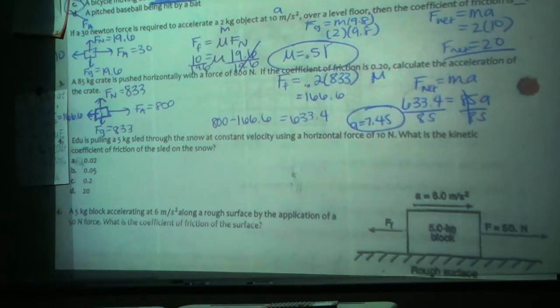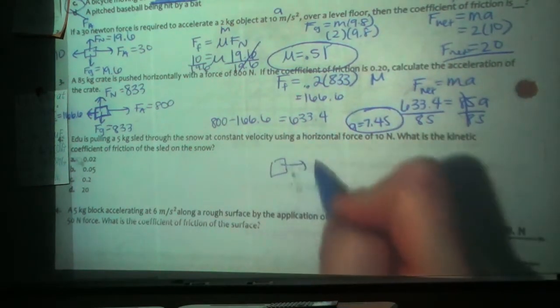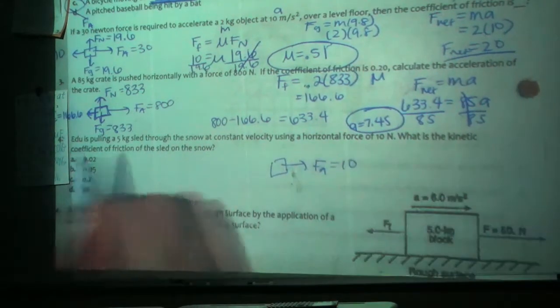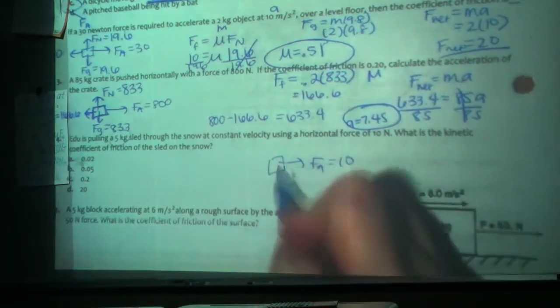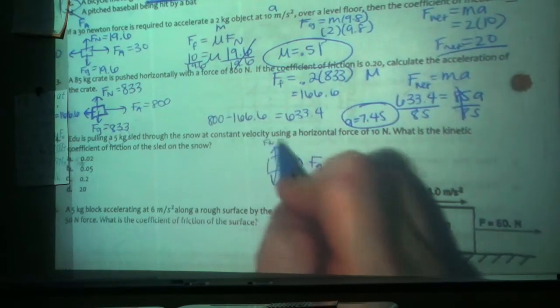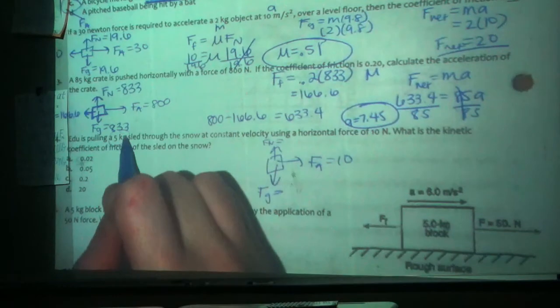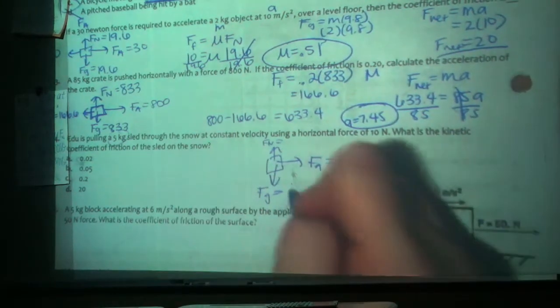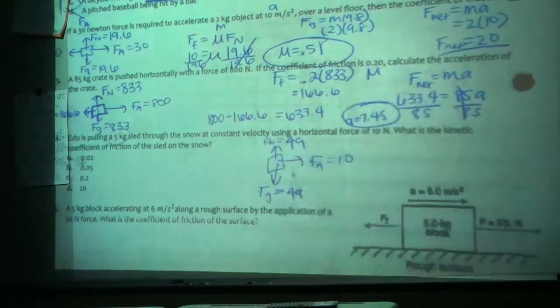Ito is pulling a 5 kilogram sled through the snow at constant velocity using a horizontal force of 10. What is the coefficient of friction? I have the mass, so I can find the force of gravity or the weight in the normal, because mass times 9.8, 5 times 9.8 gives me 49 for both of those.